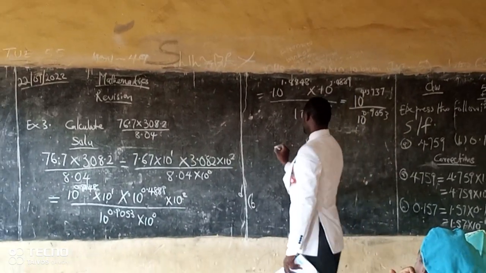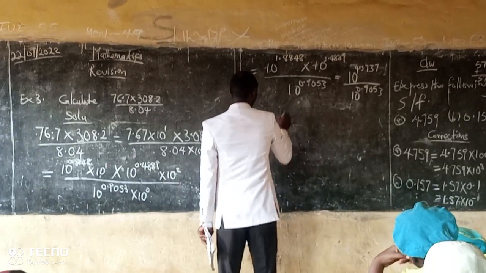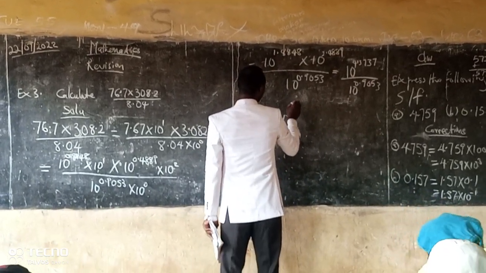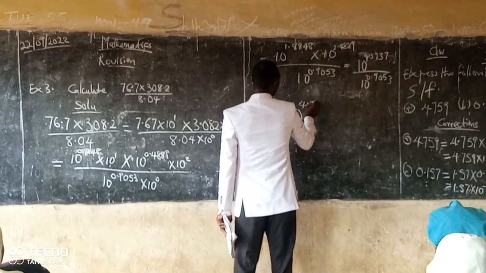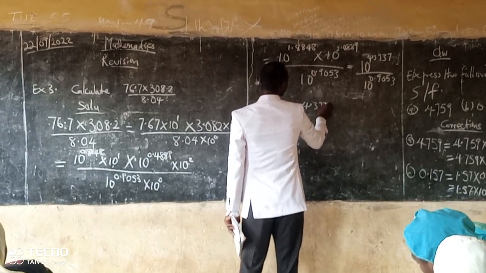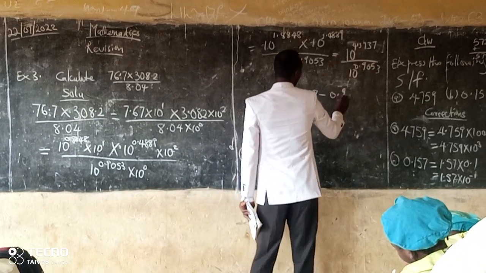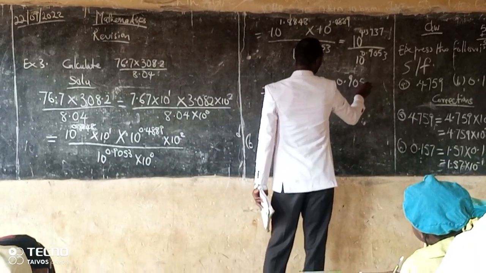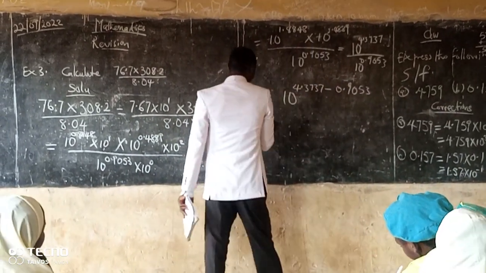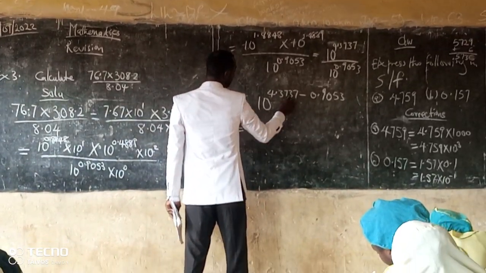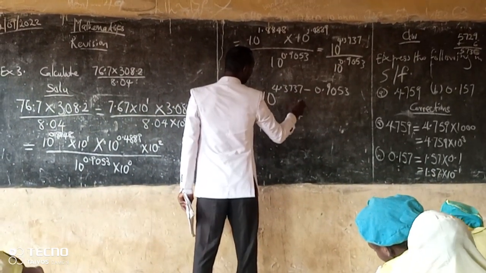0.9052. Using the law of indices again, the law saying this division is minus the power. 10 raised to the power 4.3737 minus 0.9052. Minus this, you have 10 raised to the power 7 minus 3, 4.